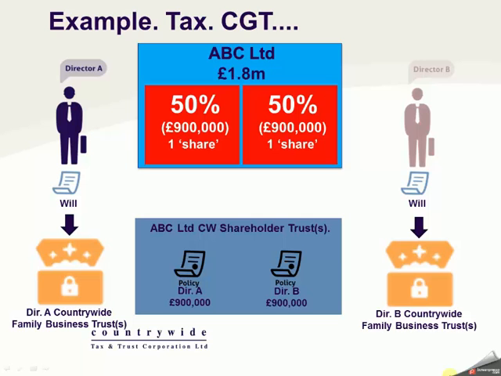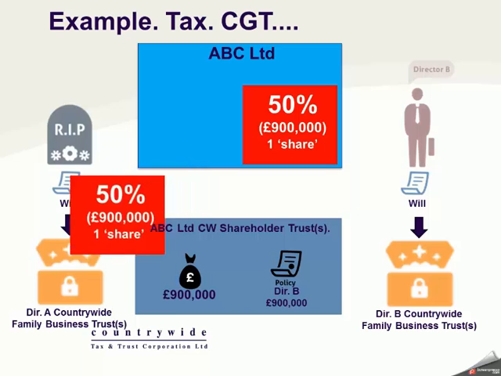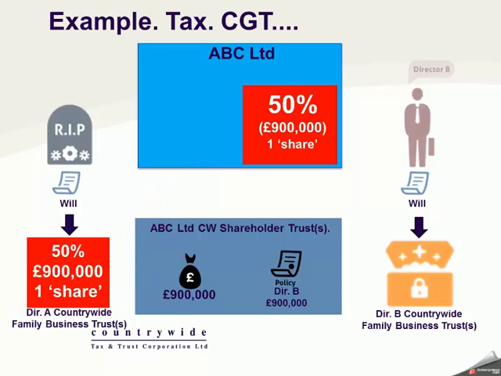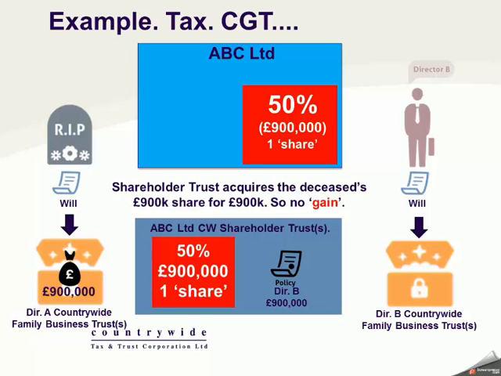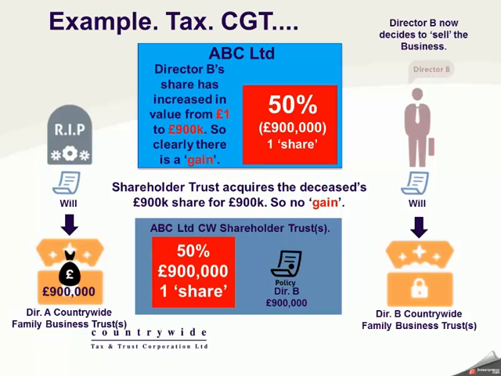So once again, let's see what impact the Countrywide solution has on the capital gains tax situation that was previously described. So again, we have Director A passing away, his share of the business directed to his business trusts that were coordinated with his will. The cross option occurs once the policy proceeds have been paid out to the shareholder trusts. So as it says there, the shareholder trust acquires the deceased 900,000 share for 900,000. So there's no gain there. Now if Director B decides to sell the business, it's only his personal share that has increased from £1 to 900,000. So there's a gain there, clearly.